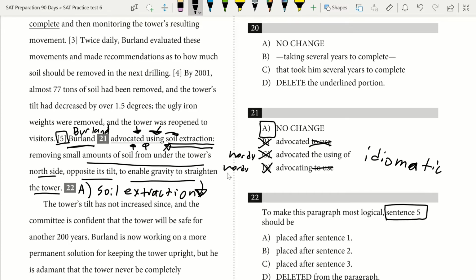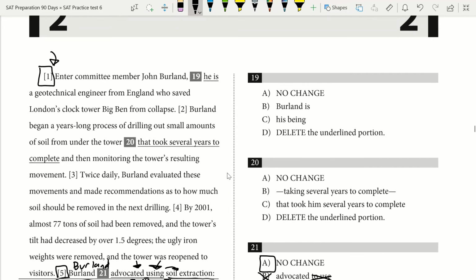So now we can read through and place that sentence as we read. Notice how much more time that's going to save us, because if we were to read through this whole paragraph and then go back and place sentence 5, we'd have to reread it again, and this way we only have to read it once, which saves us time. So we have: enter committee member John Berlin. Now we have a comma. Okay, I see I have the word he is.